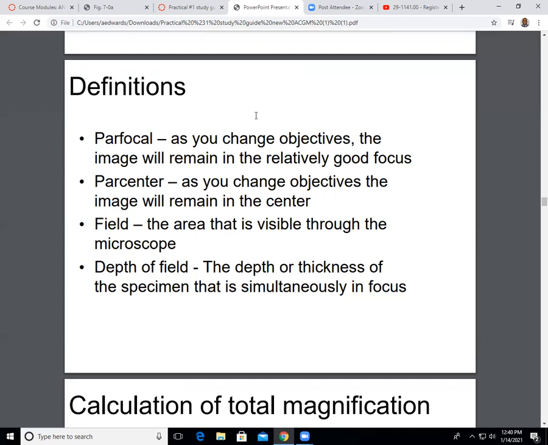Now the field is what you can see. The area that is visible through the microscope. That's your field, what you can see. Okay. Anything you can't see is outside the field.